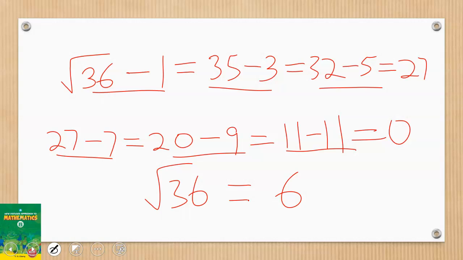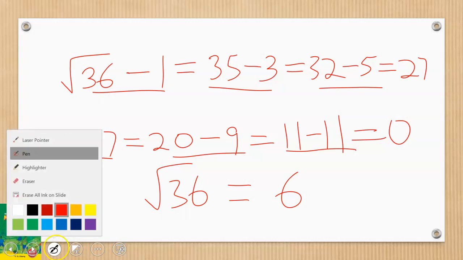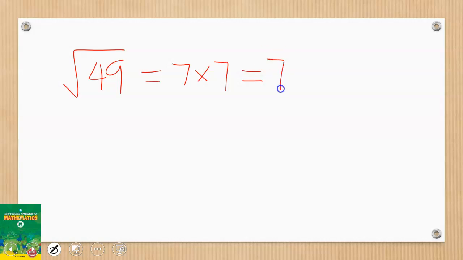So we can do this with all other perfect squares. But then in a very simple way, if you want to know square root of a perfect square, let's say 49, then ask yourself, what number times itself will give us 49? And you see that you get 7 times 7, that will give us 49. For that matter, root of 49 is 7.